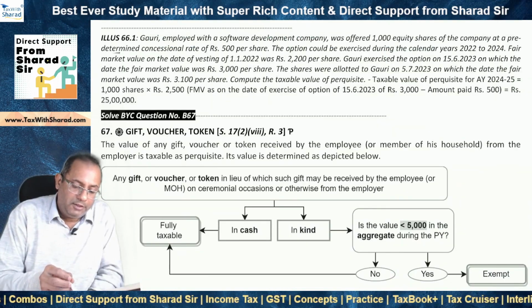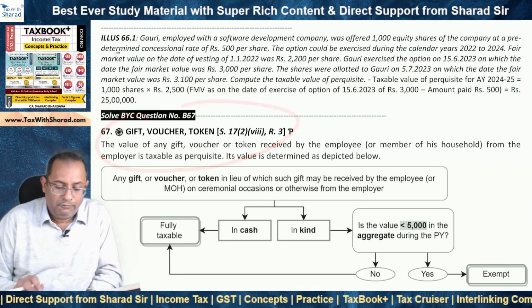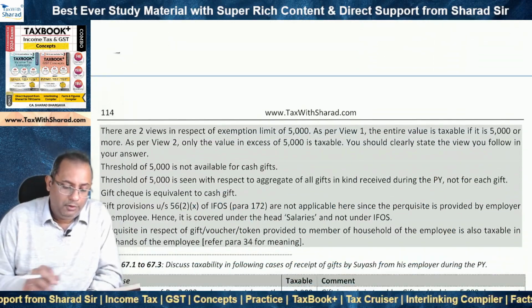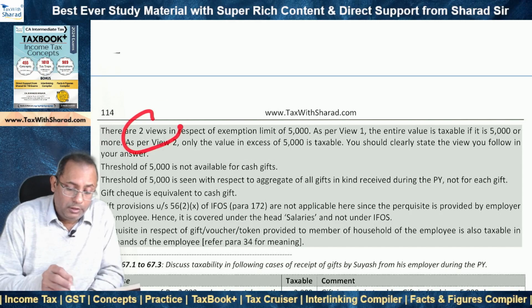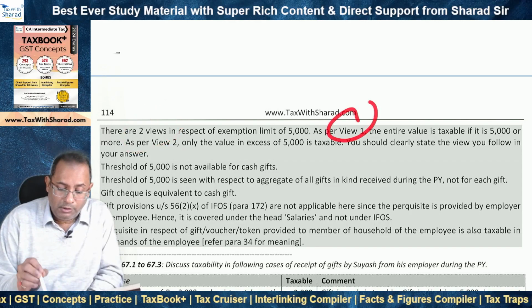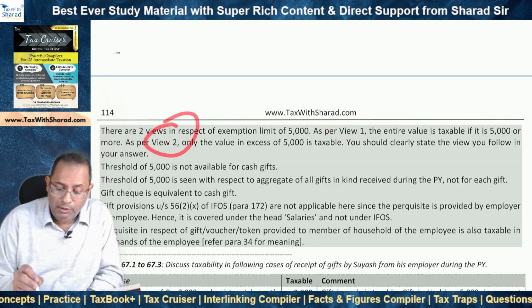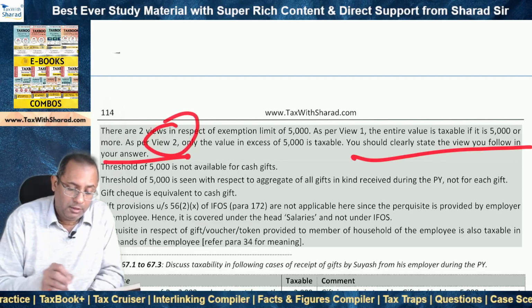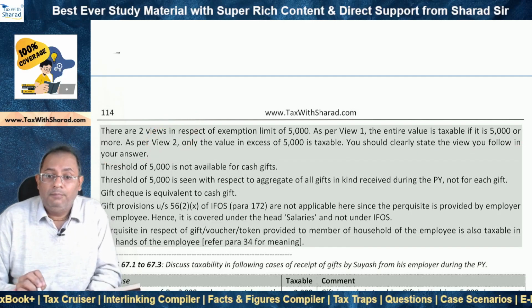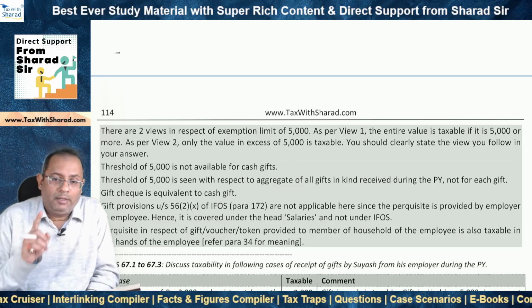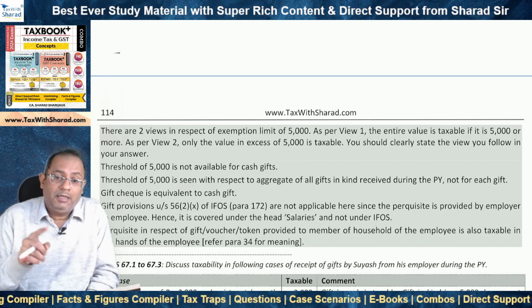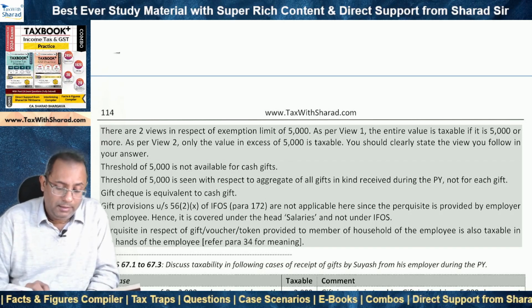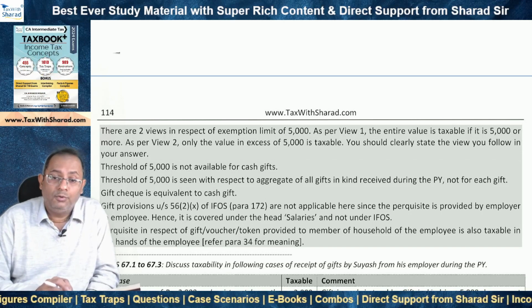So for example, in salary chapter, you have this topic on gift, voucher, and token. And here you have two views. So TaxBook Plus clearly mentions both the views. There are two views in respect of exemption limit. As per view 1, this should be done. As per view 2, this should be done. And you should clearly state the view you follow in your answer. You will get the relevant marks. So wherever there are alternatives possible, alternatives have been given. Wherever the ICAI has taken a particular view, that is also stated in TaxBook Plus, so that there is no confusion.